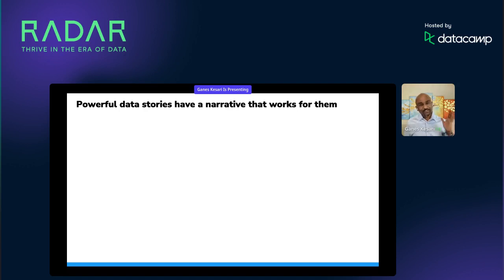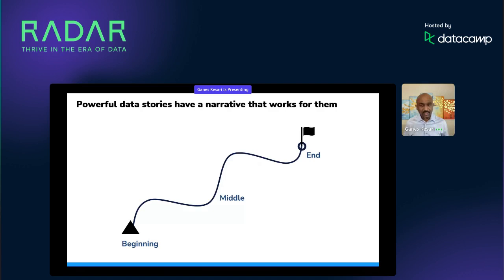So data stories have a narrative. They have a strong beginning, middle, and an end. And what is a narrative? Narratives are nothing but outlines. If you had to summarize the story in a few bullet points, that's a narrative. And it's good to have a well thought through beginning, middle, and an end.